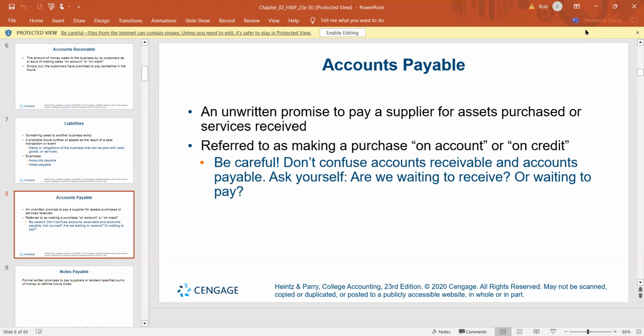It's an unwritten promise to pay a supplier for something you purchased. Referred to as making a purchase on account. The reason it's an unwritten promise is you might do business with a company every day. You might be buying something from them every day. You can't be writing up contracts every day or a purchase order like crazy. You are going to trust that person to provide you with the product you need when you need it, as they're trusting you to pay.